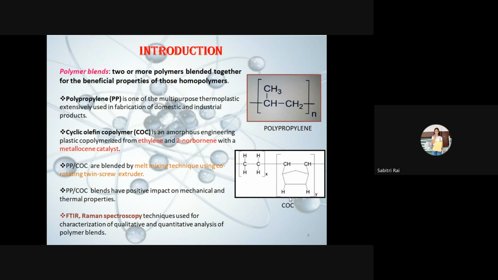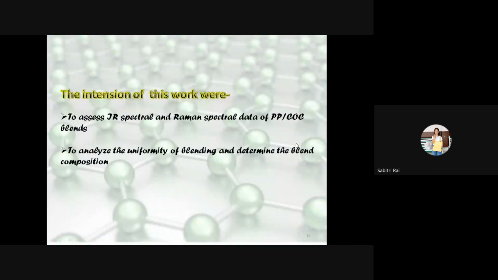These two polymers are blended using a technique called melt mixing using a co-rotating twin screw extruder. This blend has a positive impact on the mechanical and thermal properties. This blended form also leads to the development of a novel material, which has capable applications in packaging, optical and medical sectors. For qualitative and quantitative analysis of this polymer blend, FTIR and Raman spectroscopy techniques were used. Next slide. The intention of this work was to access IR spectral and Raman spectral data of PP and COC blends, and to analyze the uniformity of blending and determine the blend composition.